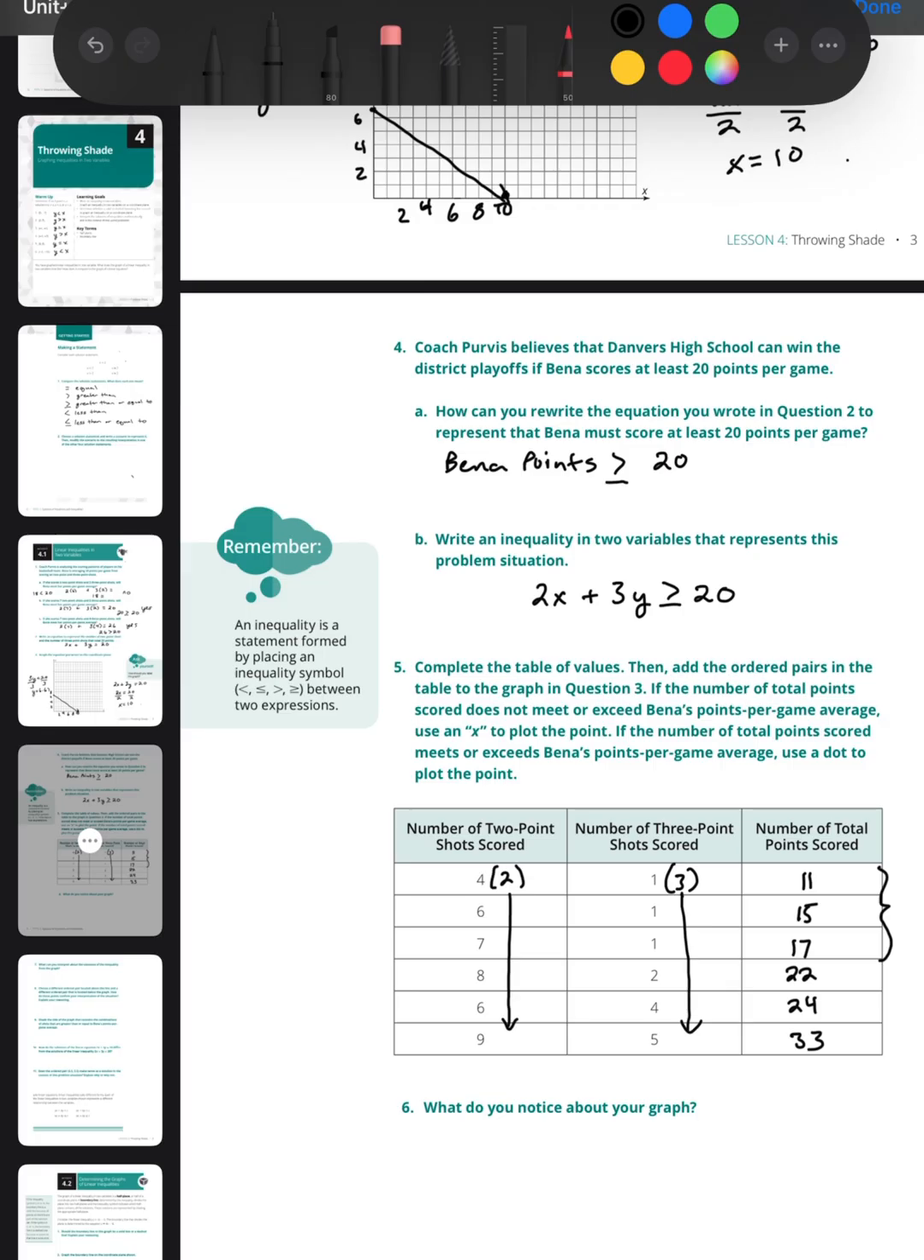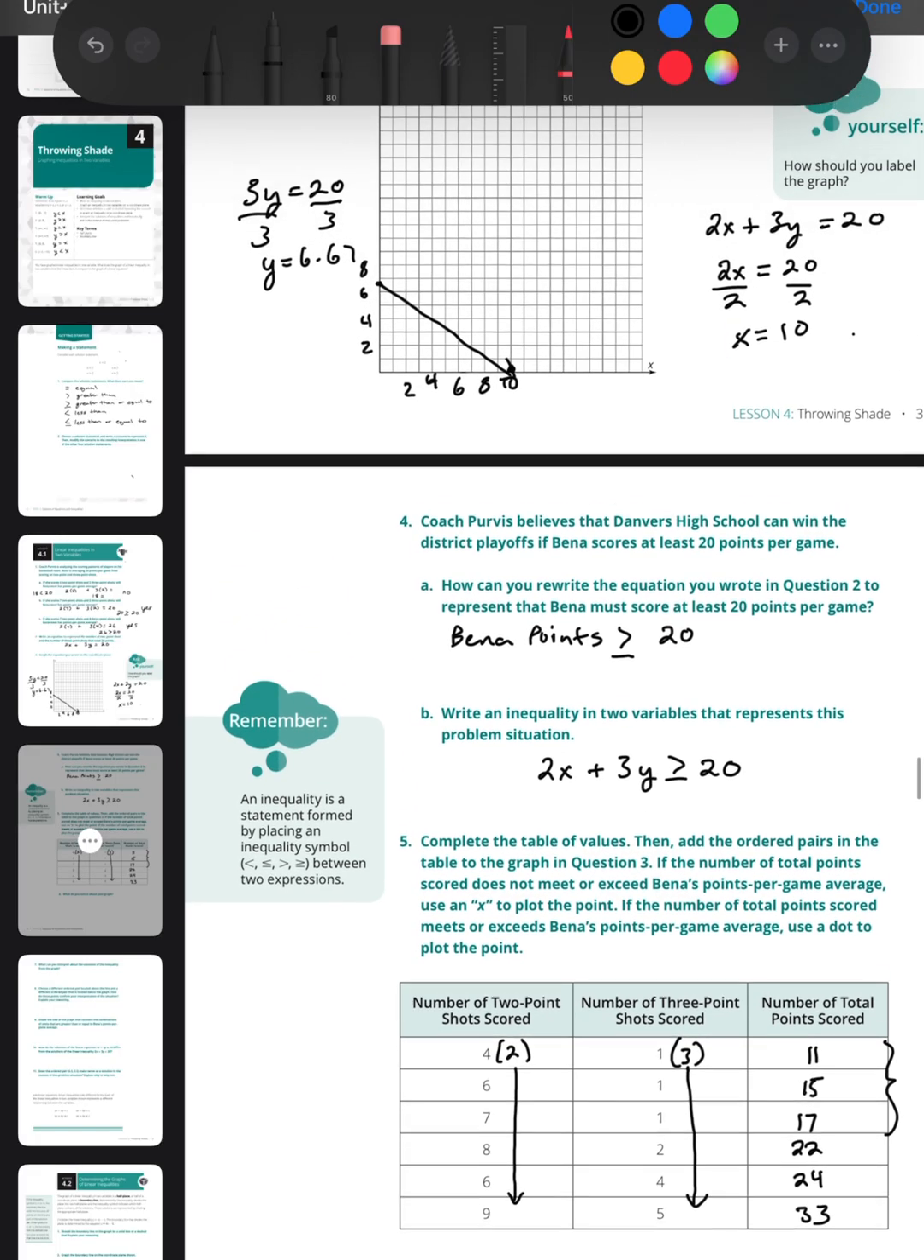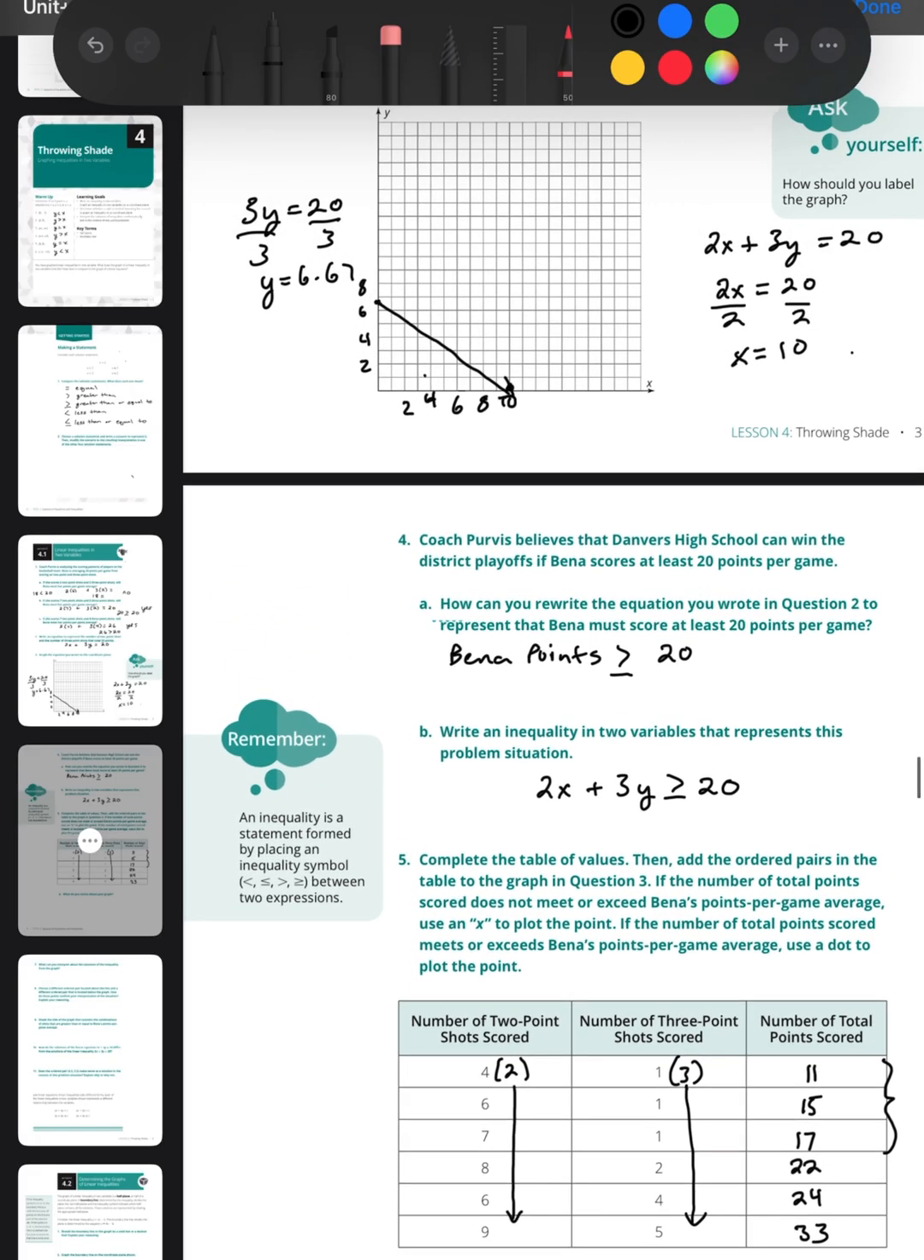Now, if we were going to go mark those points, obviously these 3 do not meet the point average. So we got a point of 4-1, mark with an X, 6-1, again marked with an X, and then 7-1, also marked with an X. Now the points that do meet the point average are going to be marked with a dot back on that graph, 8-2.